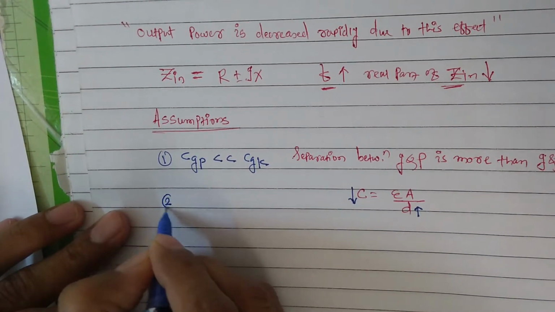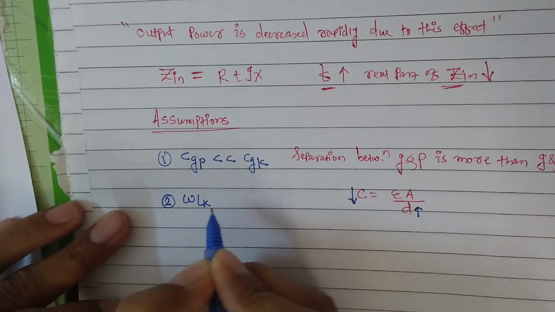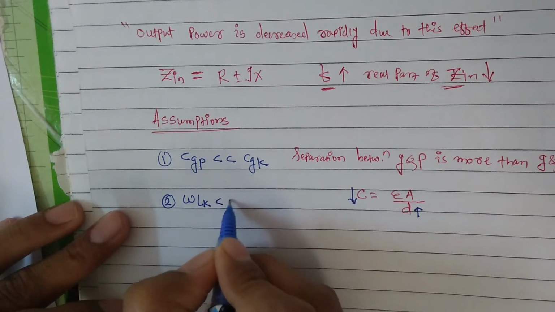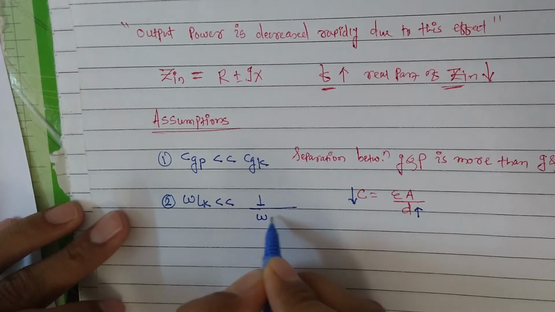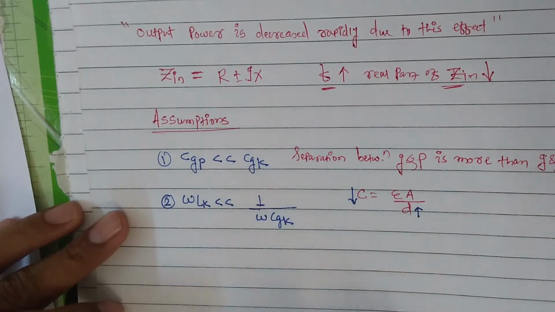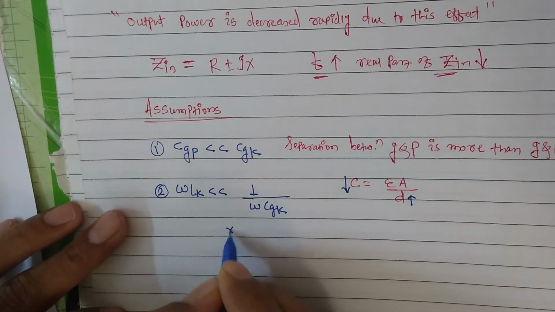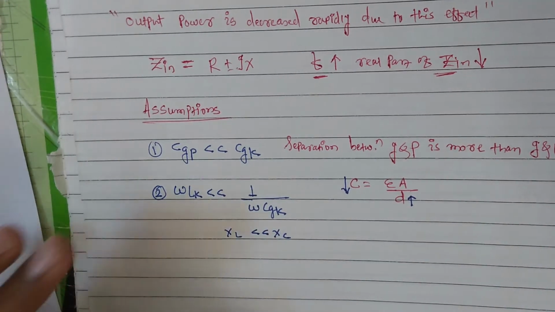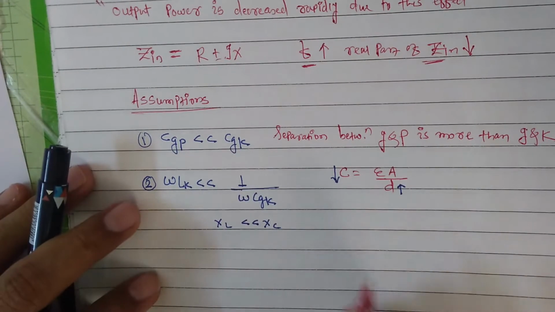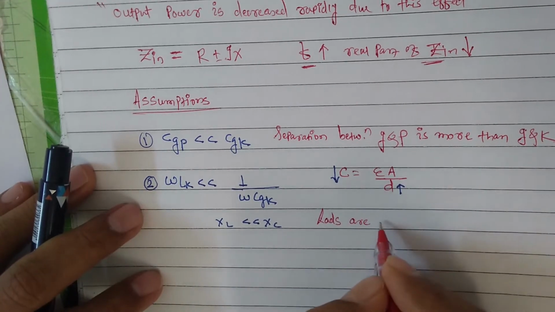Our second assumption is omega LK is less than 1 over omega CGK. That means XL is less than XC. And why are we saying that? Because we are assuming leads are short.